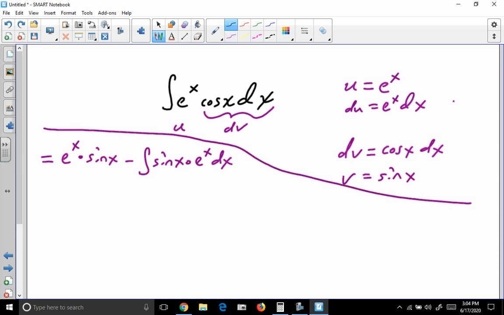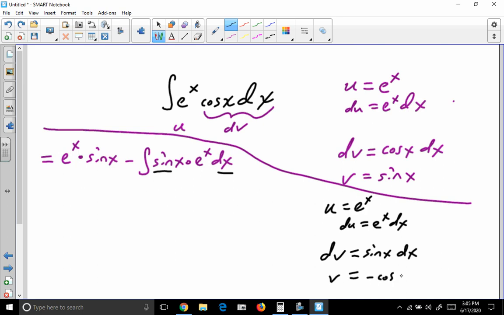Now look at that integral. That's still not something that we know how to do, and it's also the same type of situation. Regardless of what we pick to be u and what we pick to be dv, it's not really going to matter. They're both kind of going in circles. So let's pick u to be e to the x. So again, du will be e to the x dx. That means sine x dx will be dv. So v will be the integral of sine, which is negative cosine.